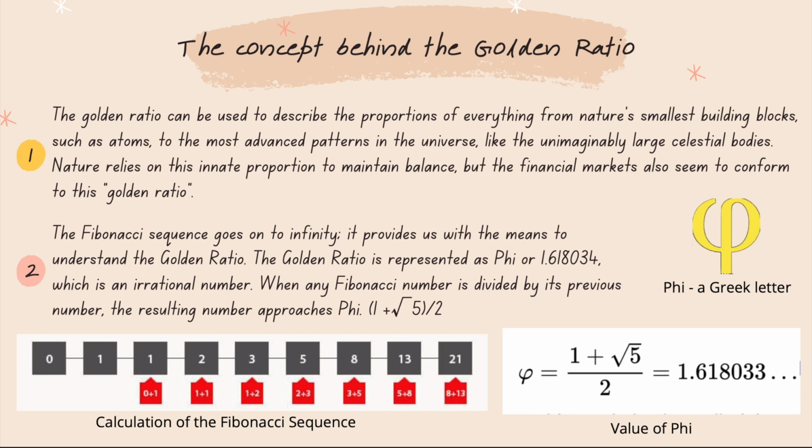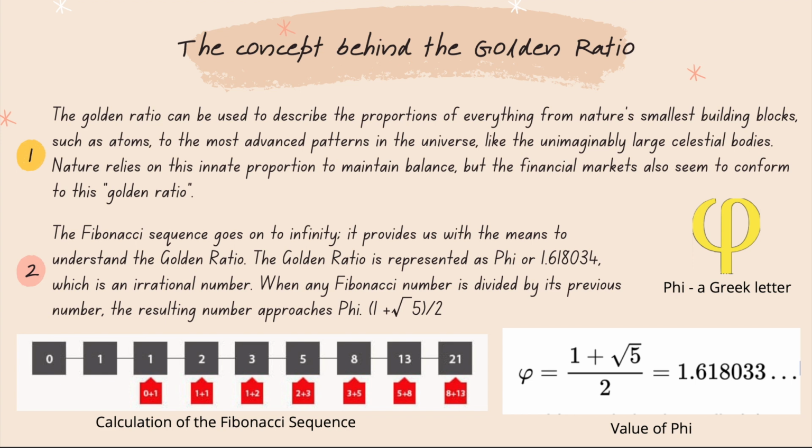The concept behind the golden ratio. The golden ratio can be used to describe the proportions of everything from nature's smallest building blocks such as atoms to the most advanced patterns in the universe like celestial bodies. Nature relies on this proportion to maintain balance, and so do financial markets.